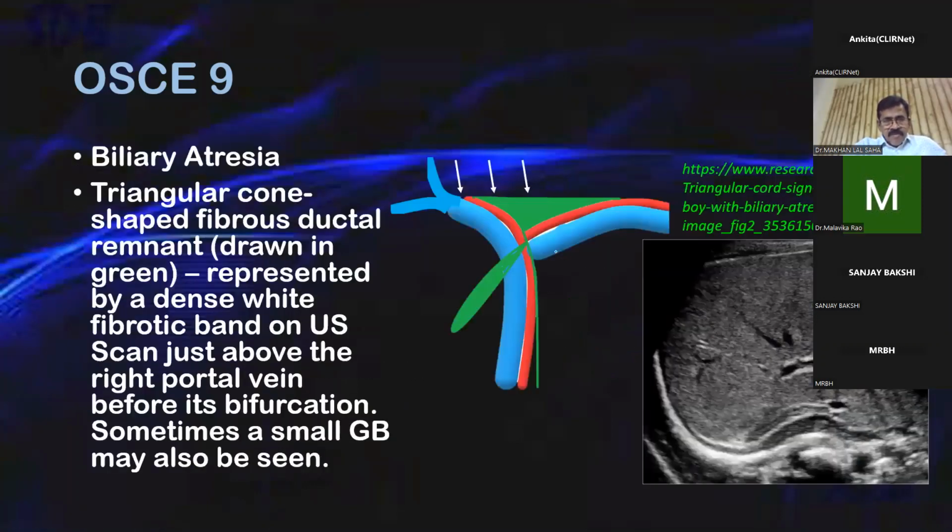You see, what happens is that the bile duct forms a solid cone. And that is the thing that you're seeing out here in front of the portal vein, right? It's a triangular, cone-shaped fibrous ductal remnant, which is drawn in green. It's represented by a dense white fibrotic band on ultrasound scan just above the right portal vein before its bifurcation. Sometimes a small GB can also be seen, right? So how do you classify this?